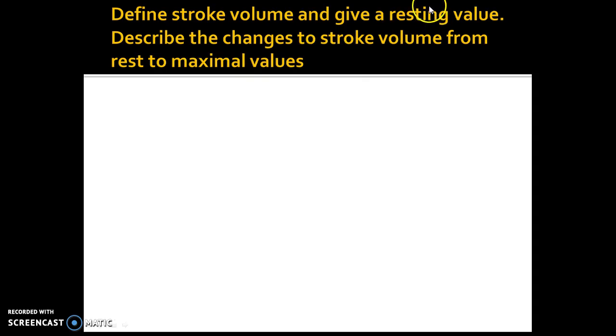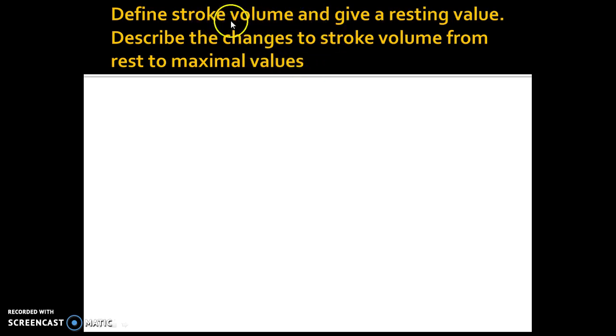So, define stroke volume, give a resting value. Describe the changes to stroke volume from rest to maximal values. This is a really tough question, okay? This is why I definitely need this on. Last came up 2011, okay, and caused a lot of problems. It's not asking about venous return, it's not asking about intrinsic control.